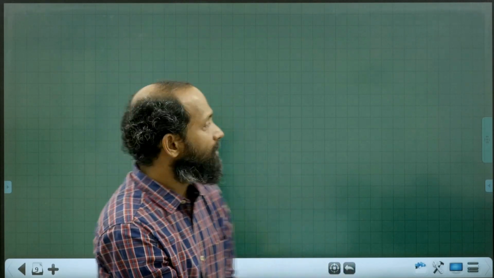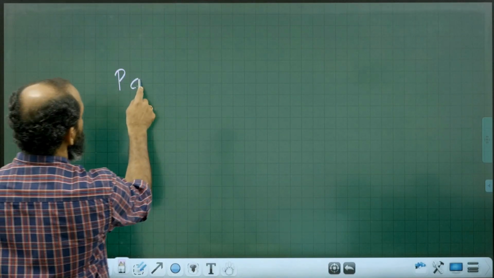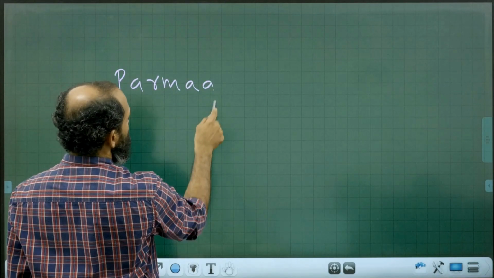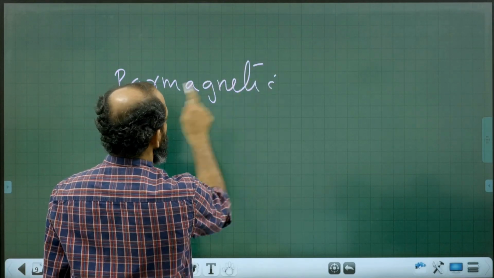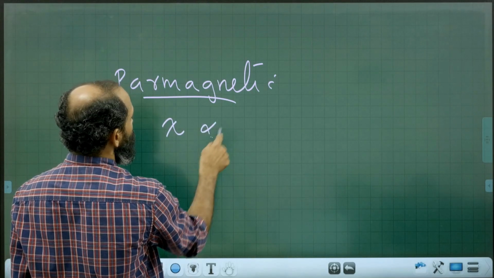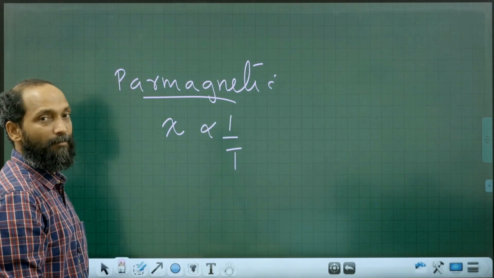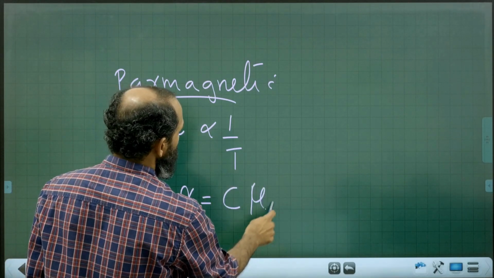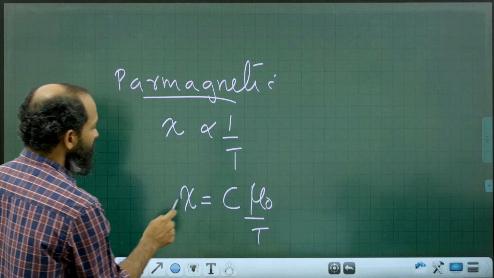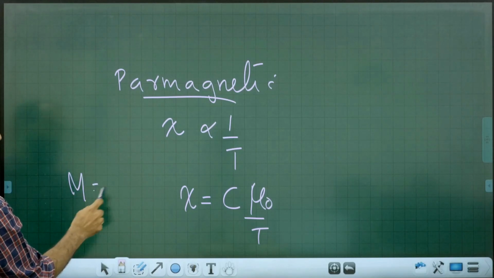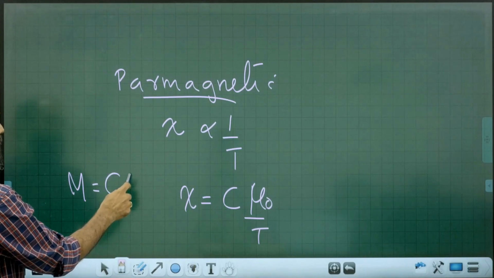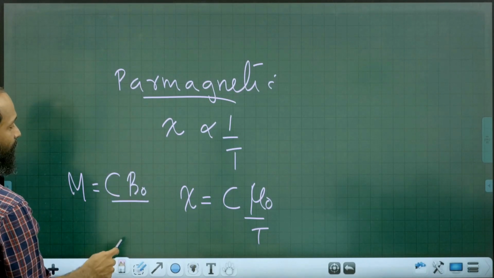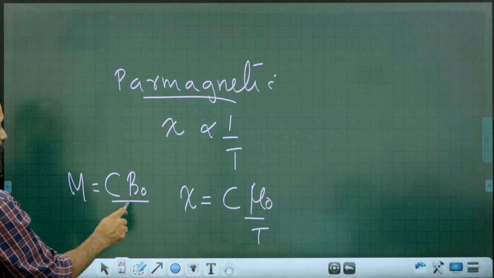In paramagnetic materials also, when you increase the temperature, susceptibility is found to decrease. Susceptibility of a paramagnetic material is found to vary inversely with the temperature. That's very important. Susceptibility can be written as C mu 0 by T. Chi can be written as M by H, and mu 0 can be written as B0 divided by H. H cancels, so M equals C B0 by T.